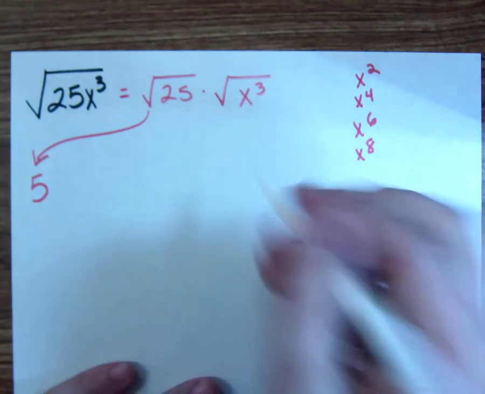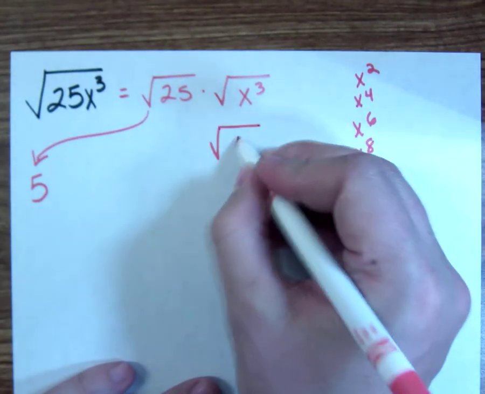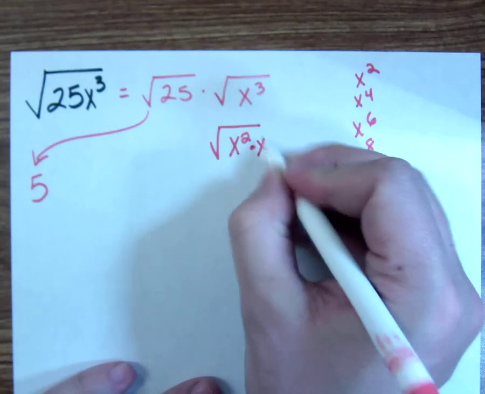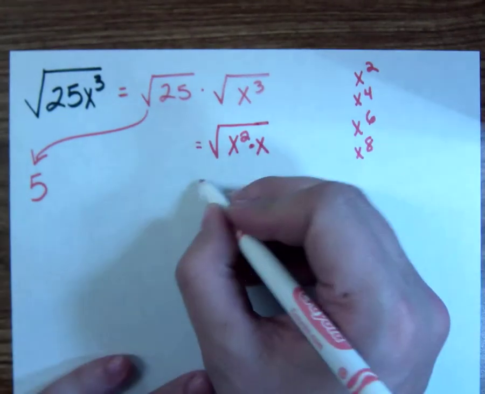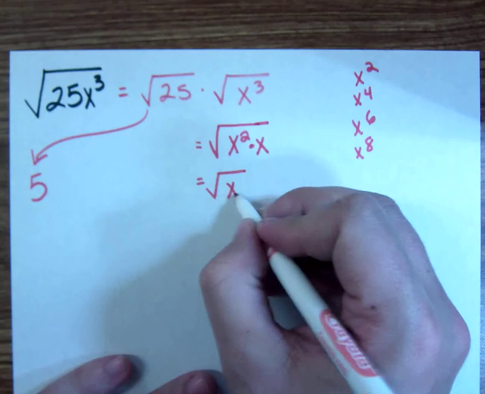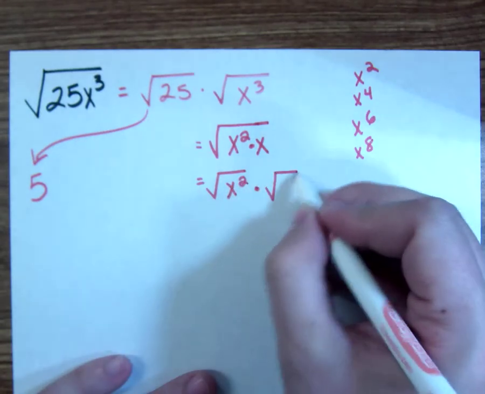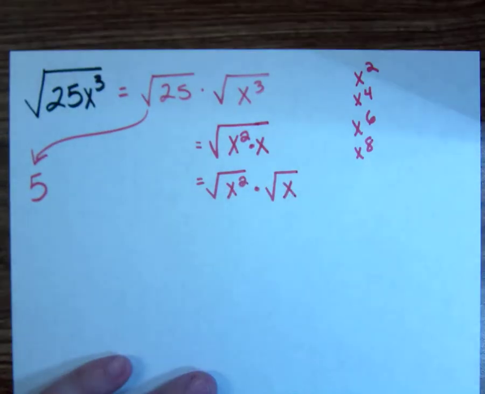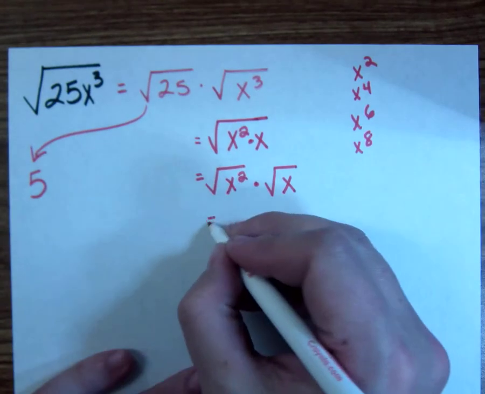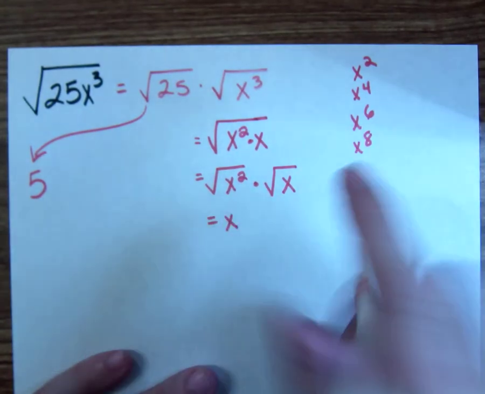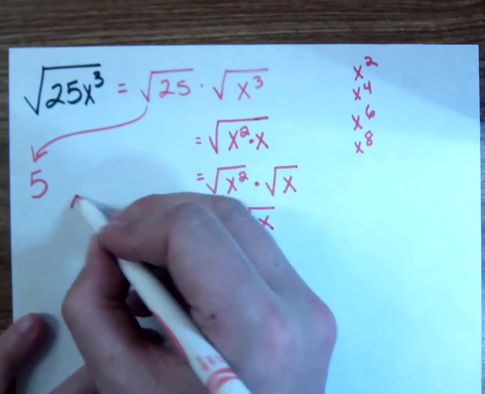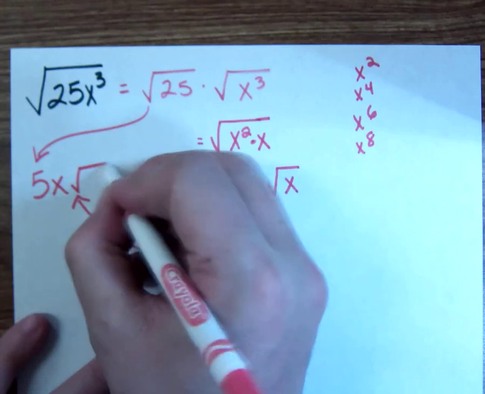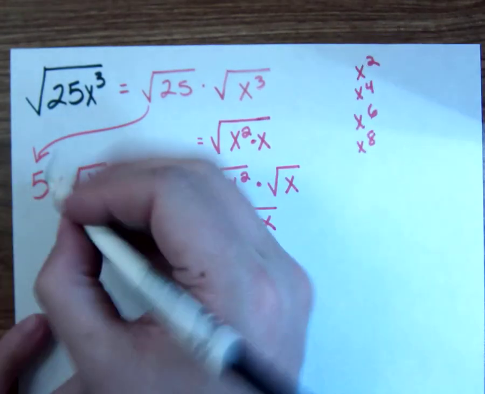So I'm going to rewrite this as the square root of x squared times x, just like I've done on the other ones. Perfect square times whatever's left over. X squared times x is x cubed. So this is the square root of x squared times the square root of x. That one's just x. This one's just x. And this one's just going to be the square root of x. And that is going to go over here. And there's my answer.